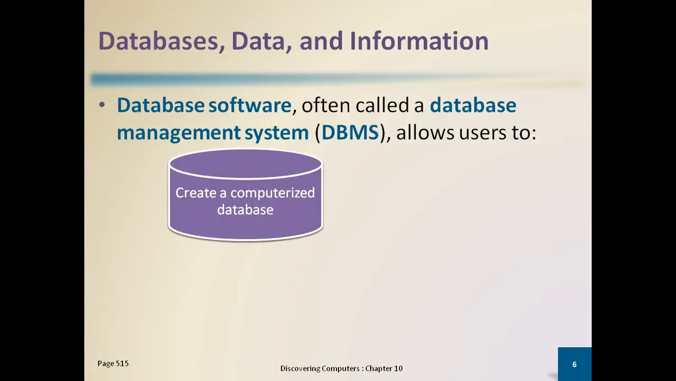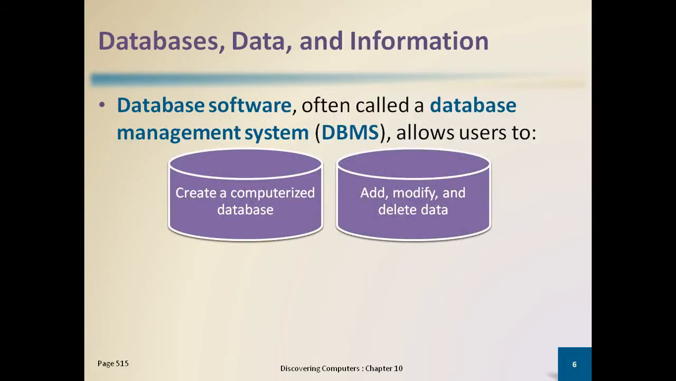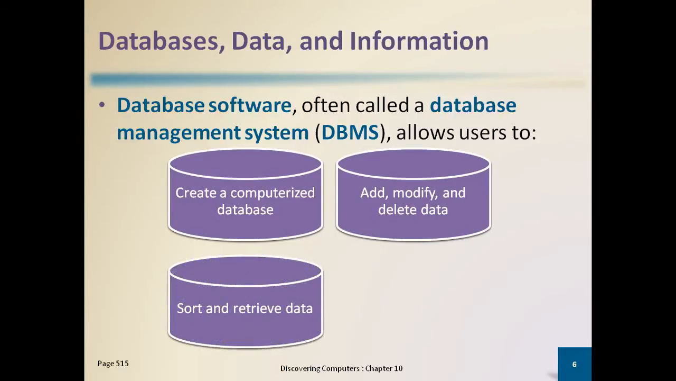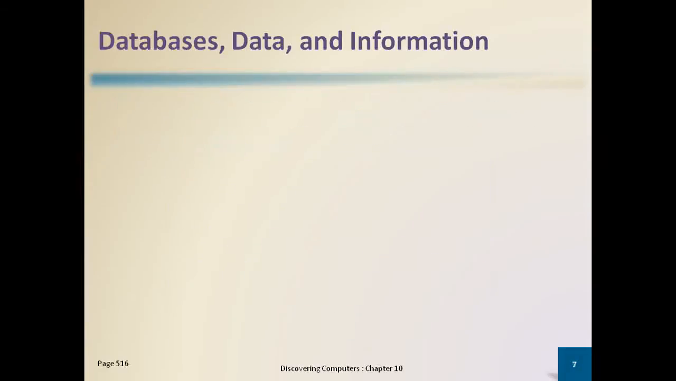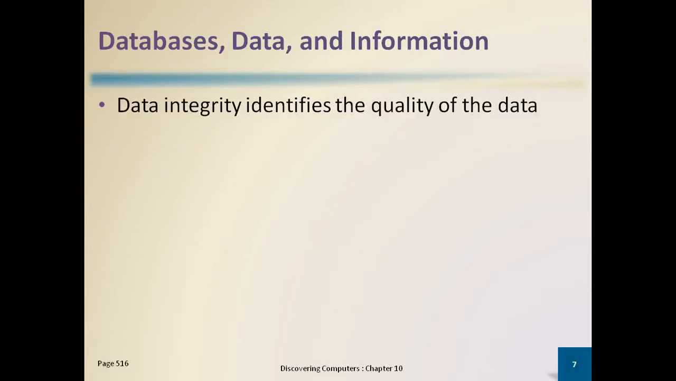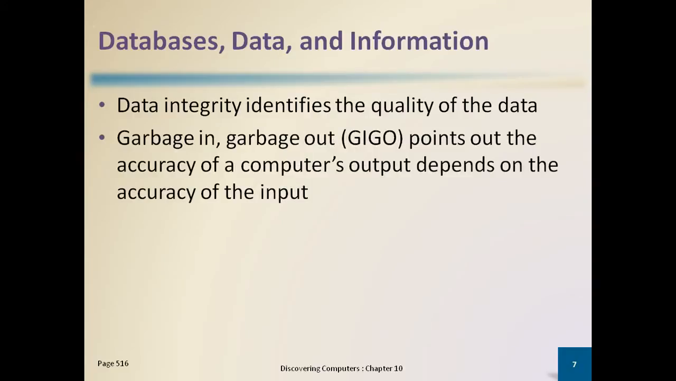Database software, often called a database management system (DBMS), is used to create a computerized database, add, modify and delete data, sort and retrieve data, and create forms and reports from the data. Data integrity identifies the quality of the data. Garbage in, garbage out points out that the accuracy of a computer's output is dependent on the accuracy of the input.